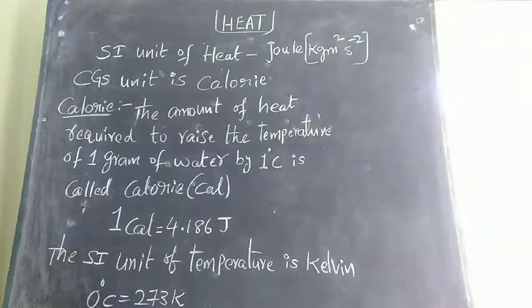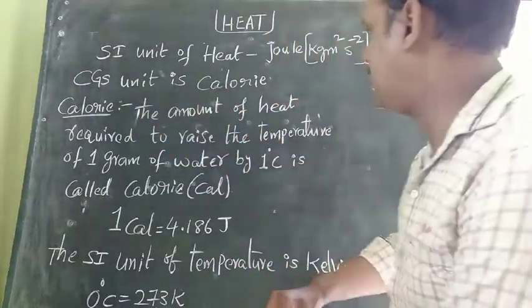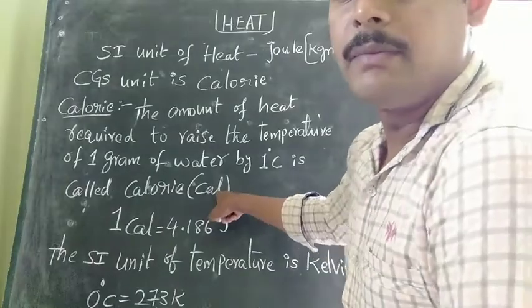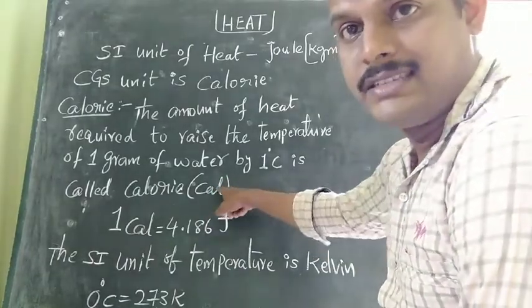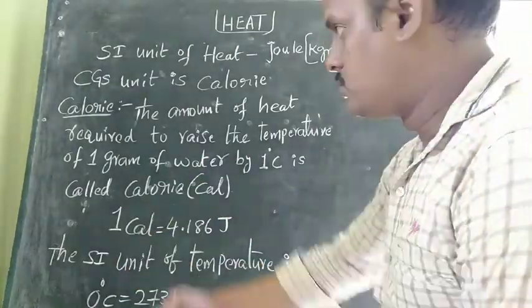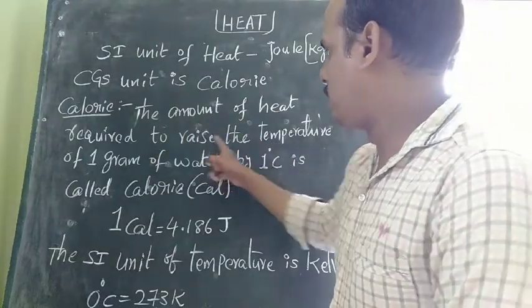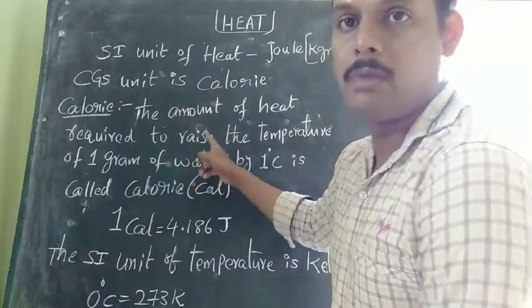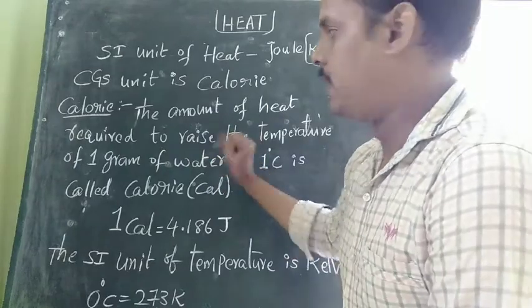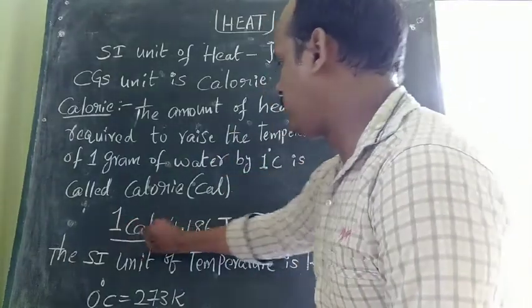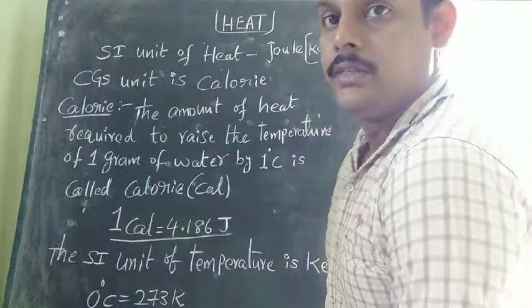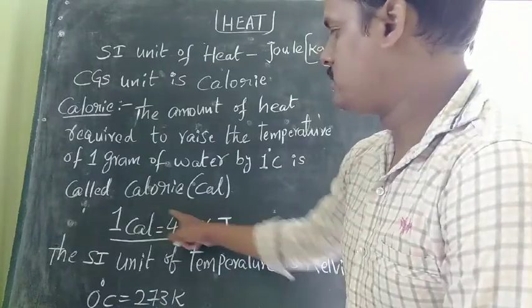Here, the short form of calorie can be written as cal. I have written here that the short form of calorie is cal. So that is the amount of heat required to raise the temperature of 1 gram of water by 1 degree Celsius, called a calorie. Now there is a relation between calorie and joules. What is the relation? 1 calorie is equal to how many joules?